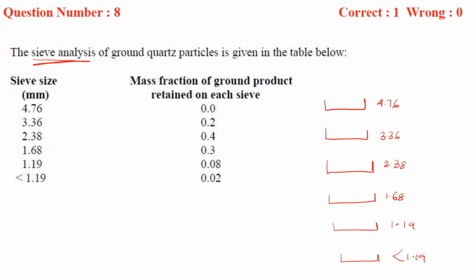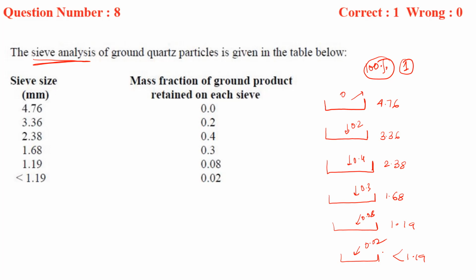So what is the amount of mass which is retained on each sieve? Suppose we had 100% material, so the mass fraction will be 1. What is the amount retained on sieve number 1? That is 0, right? All the material passes through this sieve, and at this position it is 0.2, and at this position 0.4, at this position 0.3, then 0.08, then 0.02, right? So this is the mass. If you add this completely, it will come to 1, right?